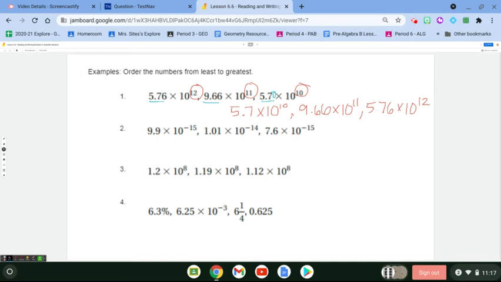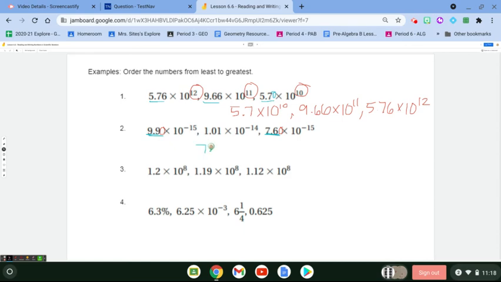If you look again at question number 2, we can almost use that trick again because we have, again, powers of 10. We're almost all in the same place value position, but we can throw on some zeros here. We have 9.90 times 10 to the negative 15th, 1.01 times 10 to the negative 14th, 7.60 times 10 to the negative 15th. We have two times 10 to the negative 15ths. So what we're going to do is now look at those factors, because these would be our smallest. When we look at the 2, the 7.6 is a smaller factor.